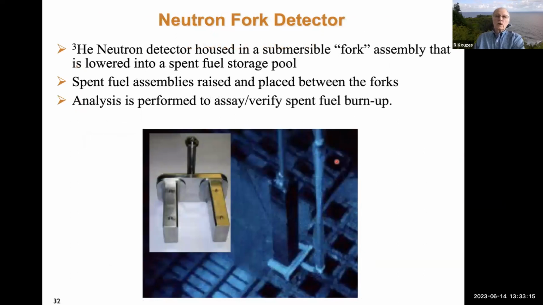The other type of detectors that the IAEA uses are neutron detectors. These are, again, typically helium-3 based neutron detectors that are used in this example. We have a fork detector, which is inserted into a cooling pond to look at spent nuclear fuel. So here you see a fork detector measuring a spent fuel assembly in a cooling pool at a facility. And the idea here is to see that the gross neutron counts are consistent with the declared age of this fuel.